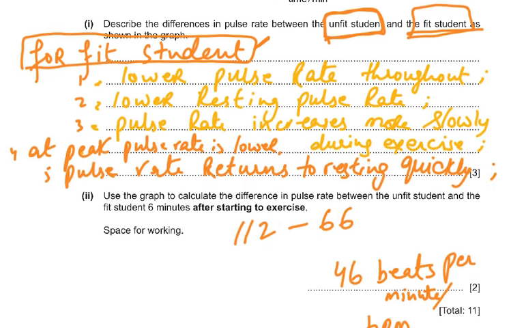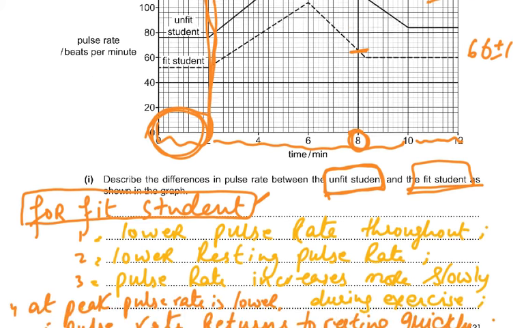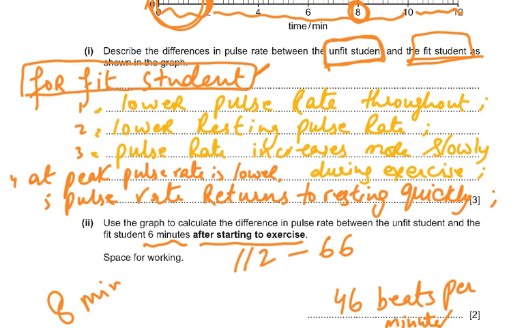Then it says use the graph to calculate the difference in pulse rate between the unfit and the fit student 6 minutes after starting the exercise. Now, when I looked at 6 minutes, I started looking at 6 minutes and I didn't realize that I was supposed to look at 8 minutes. Why was I supposed to look at 8 minutes? Because this graph was before, so this time was before. I had missed this out and I was looking at 6 minutes. And then I realized, oh, no, I'm getting this wrong. So it was at 8 minutes that you had to look at it. Why? Because this was 6 minutes. It said 6 minutes after starting the exercise.